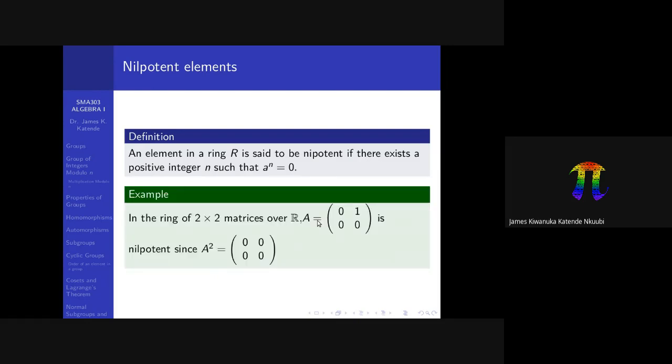So here is an example of a nilpotent element. If you consider the ring of 2 by 2 matrices over the real numbers and pick this matrix A, then you will see that if you square A, you will get 0. So A is an important matrix, because when you raise A to 2, you'll get 0. Other matrices have to be raised to a higher power to get 0; this one was just a simple case where you only raise it to 2 to get 0. So such elements are called nilpotent elements.